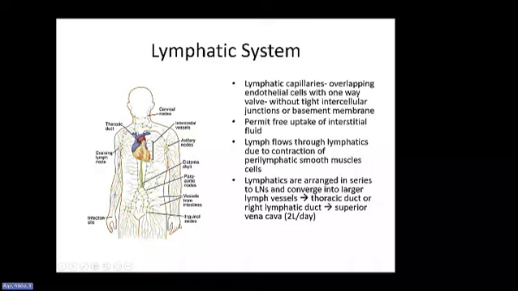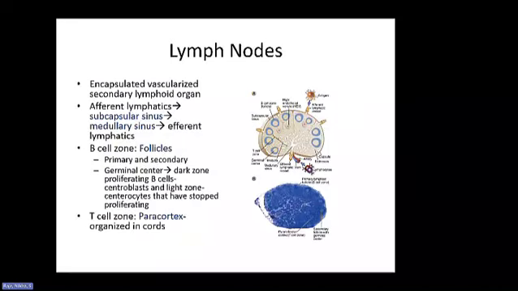That lymph flows through the lymphatics due to contraction of the smooth muscle cells, and these lymphatics are arranged in series to lymph nodes. So they move on and go through the lymph nodes and then converge into larger lymphatic vessels, finally ending up in the thoracic duct or right lymphatic duct and into the superior vena cava, where 2 liters of lymphatic fluid is dumped every day.